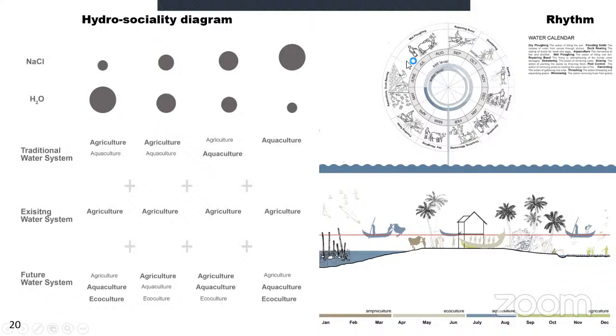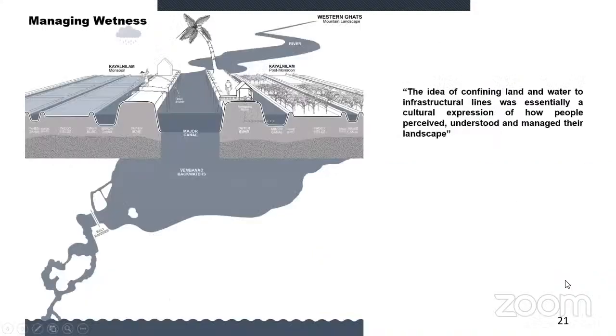So this was a cyclical relationship of a cycle of water and a cycle of salt. And in the traditional system, the cultural practice also resonated with this cycle of salt and water. And that could be a principle that could be applied in the future, where we bring back this cycle of salt and water and how to make these landscapes valuable with this cycle. And that brings me to the last lens, which is wetness.